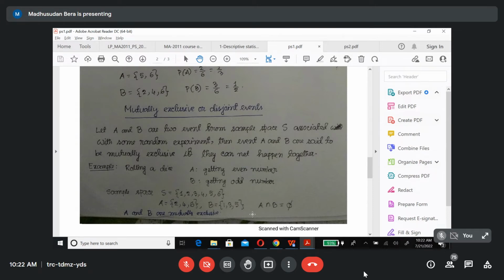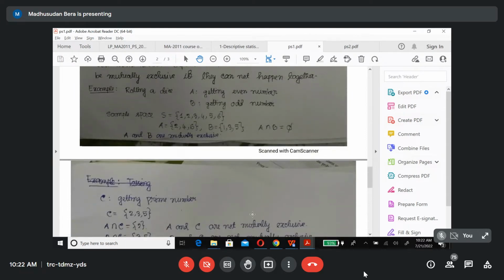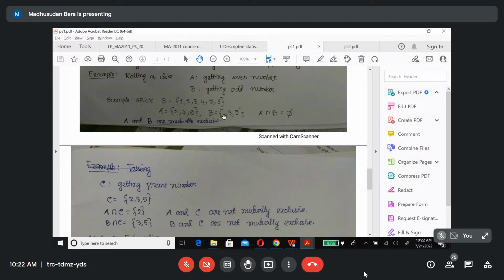Yes, sir. Now suppose in this example we take another event, getting a prime number. The prime numbers are 2, 3, 5. A is the even numbers, B the odd numbers, C the prime numbers. What is A intersection C? Here 2, 4, 6 and here 2, 3, 5, so the intersection is 2. That means A and C are not mutually exclusive because their intersection is not empty. B intersection C: here 1, 3, 5 and here 2, 3, 5, so the intersection is 3, 5. So B and C are not mutually exclusive. Is this example okay? Yes, sir.